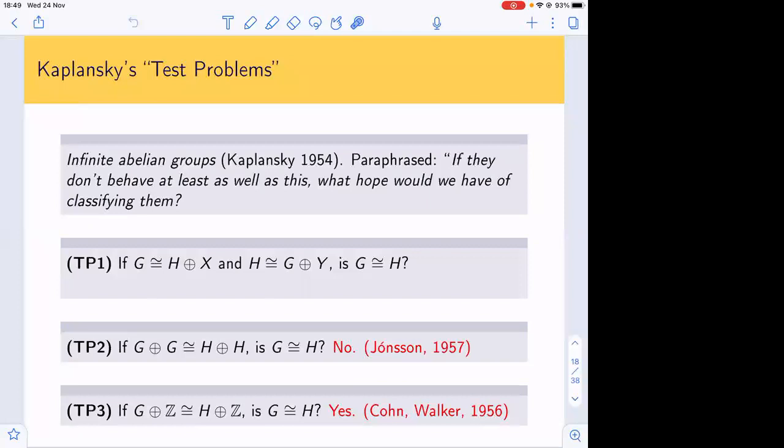And then it took a little while longer. In 1961, Sasiada also answered the first question negatively. He came up with, again, a fairly intricate example of two groups, each of which was the direct sum of the other one plus something. Okay, so around this time then, people were realizing that infinite abelian groups could have some fairly bizarre properties.